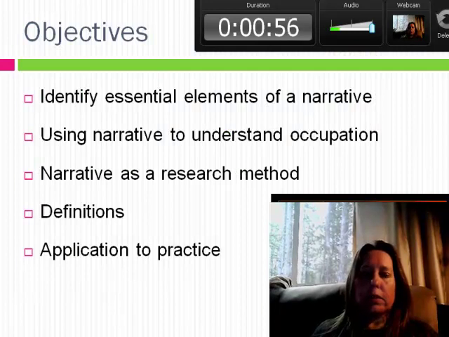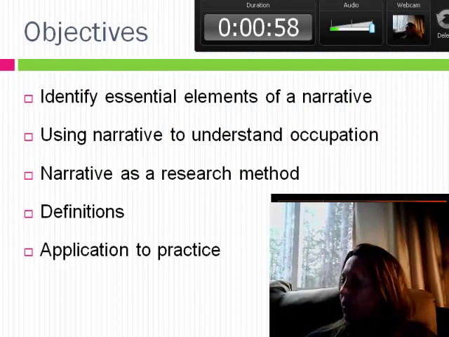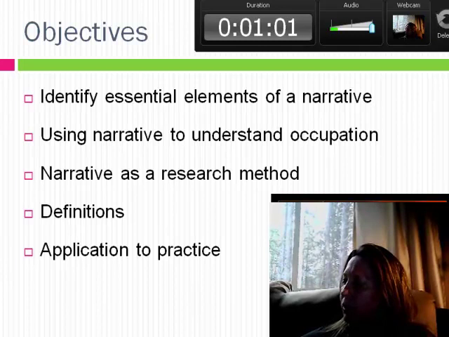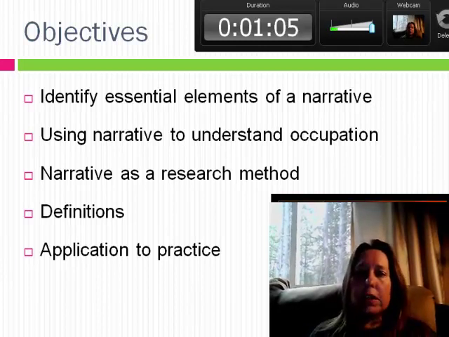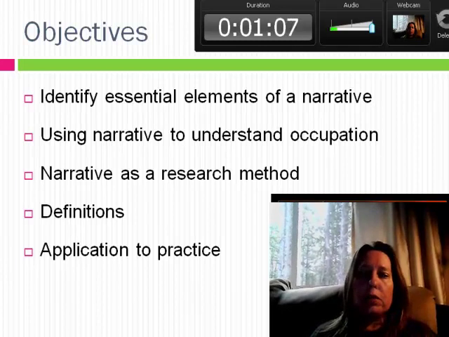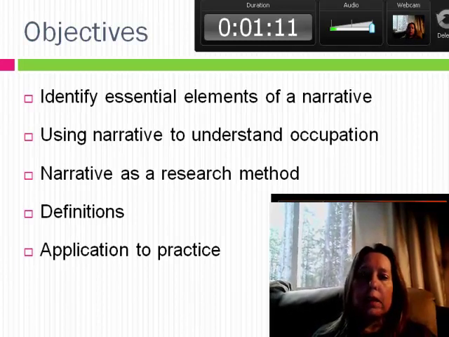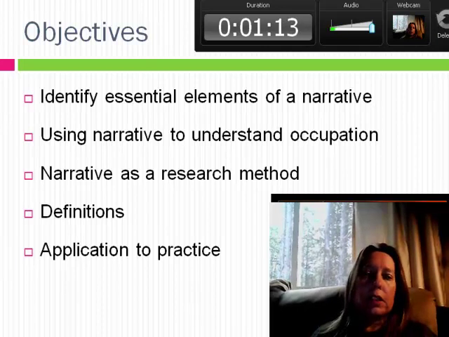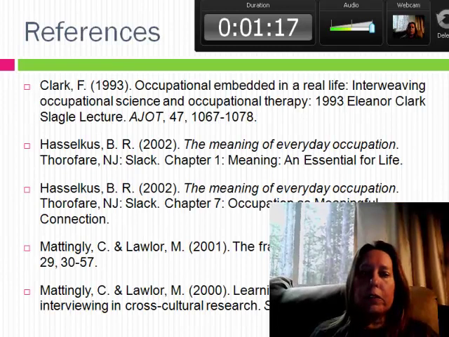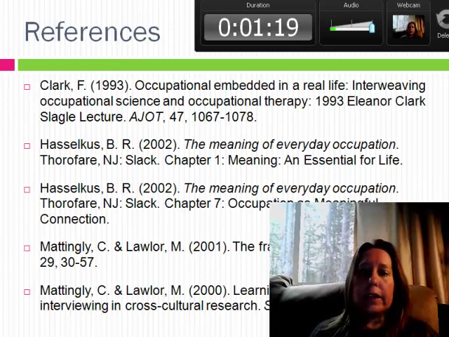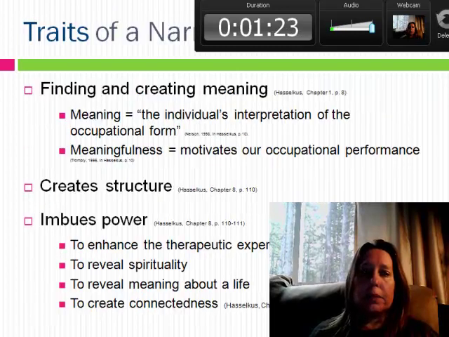Here are the objectives. These are essentially from the Module 8 instructions that we received from Christy. So we'll identify the essential elements of a narrative. We'll talk about how we use narrative to understand occupation, how we might use it as a research method, discuss definitions, and how we would apply all of this to practice. The references are from our readings, and then I've added some information from Hasselkuss Chapter 1.